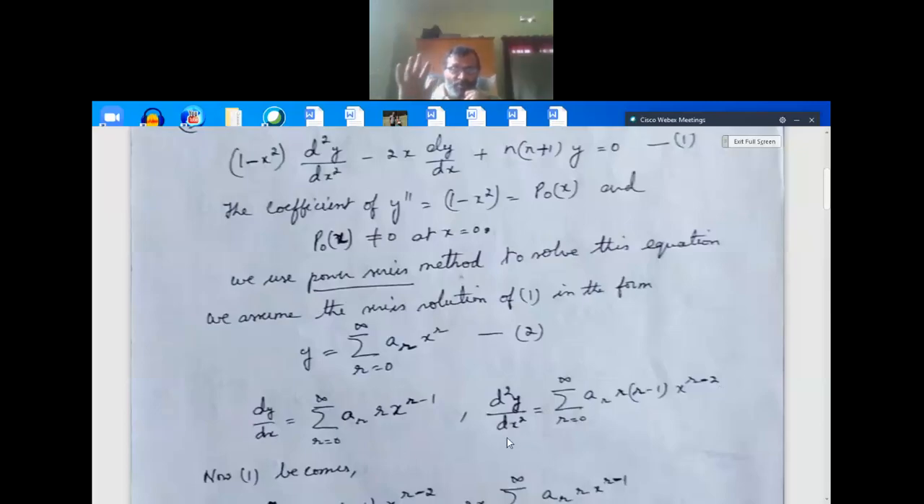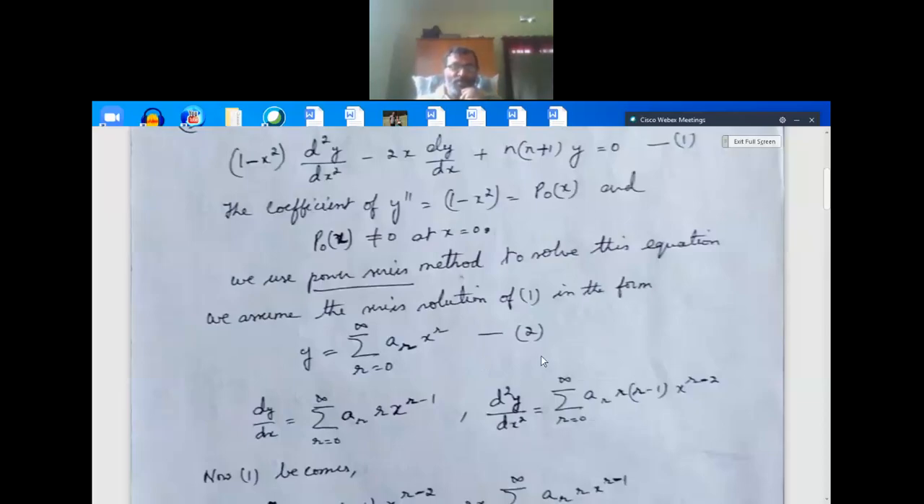Same thing done for Bessel's also. So once again I repeat, because P naught of x is not equal to 0 at x equals 0, we use the power series method to solve this. We assume the series solution of this Legendre's equation 1 in the form of a power series, y equals sigma r equals 0 to infinity ar into x power r. We take it as equation 2.